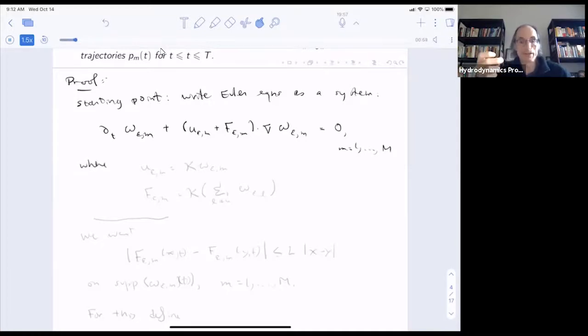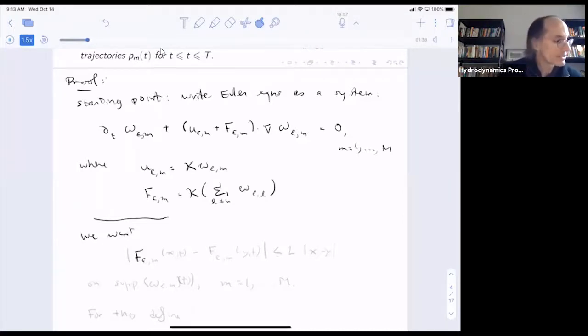Okay, so I wrote an equation for that. There are two pieces. U epsilon m is the velocity field generated by the mth blob, and F epsilon m is the velocity field generated by all the other blobs. So in this way, I've taken the Euler equations and written them as a system of equations for these omega epsilon m's. I've divided them into large pieces.